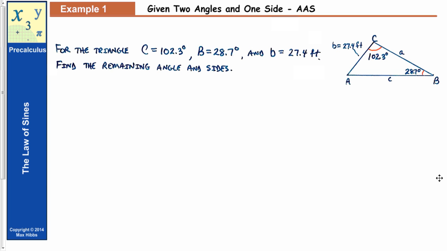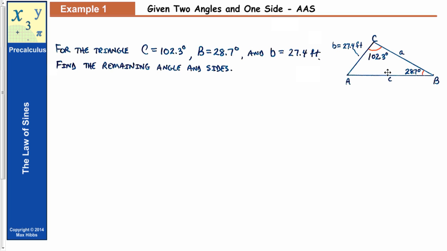Now, I've drawn a pretty nice diagram here, and don't worry, we probably won't deal with diagrams like this a whole lot, needing to draw them so accurately. But in this case, I have drawn a pretty accurate diagram, and since C is an obtuse angle, more than 90 degrees, the other two angles are going to have to be less than 90 degrees, in fact. And here's the angle B, 28.7 degrees.